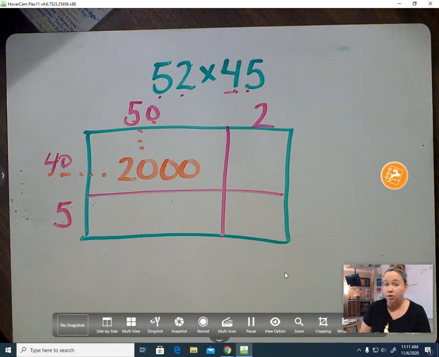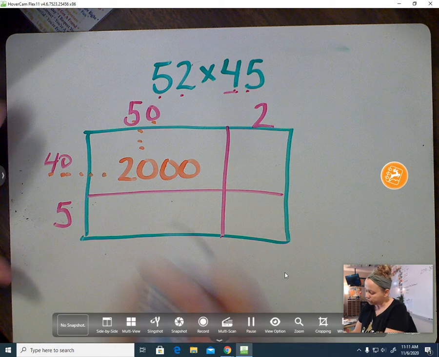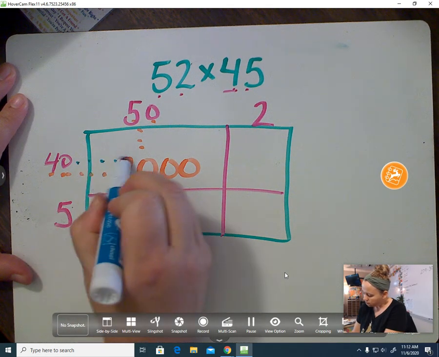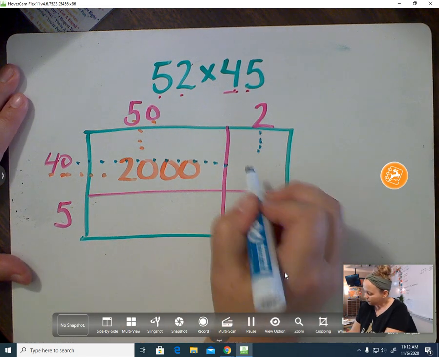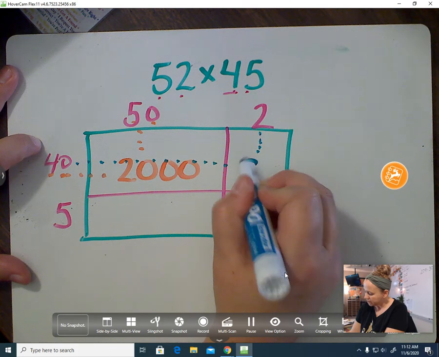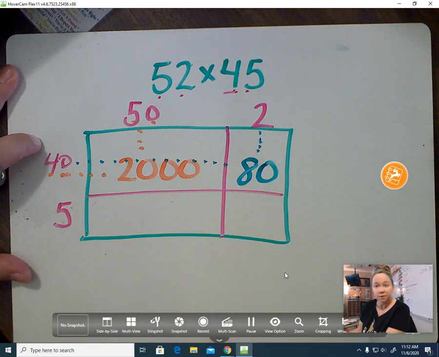But that 0 was part of the 20. It was not a placeholder 0. So you need to be careful. Don't be tricked by that. All right. Now we're going to do 40 times 2. Meet in the middle is 4 times 2 is 8. And I have 1 placeholder 0.